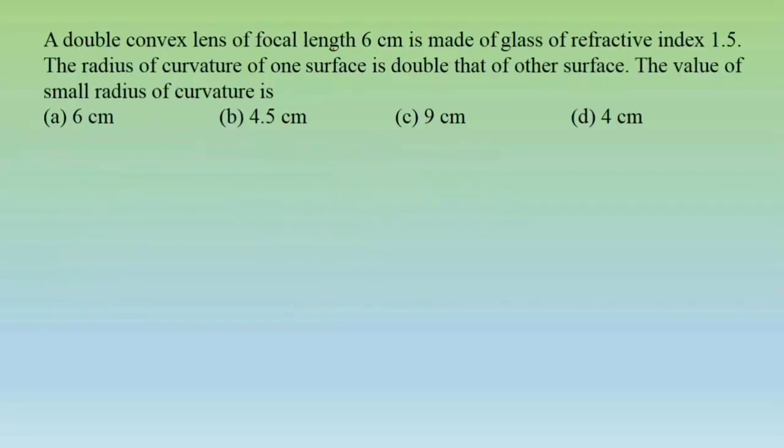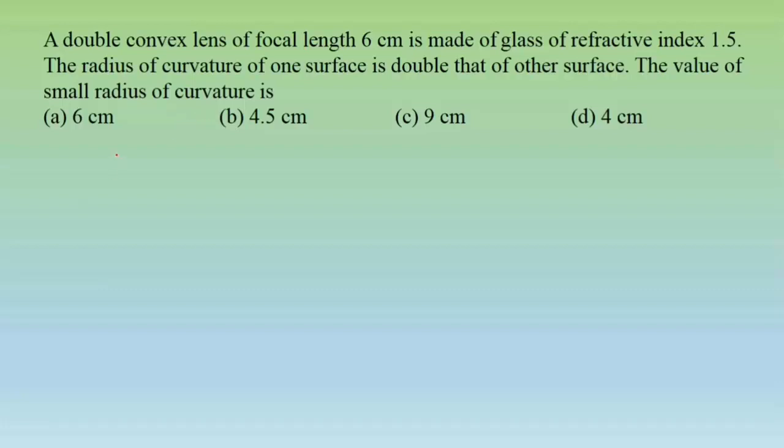A double convex lens of focal length 6 cm is made of glass of refractive index 1.5. The radius of curvature of one surface is double that of the other surface. The value of the small radius of curvature is?